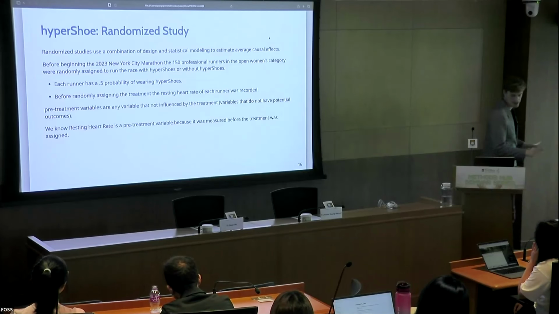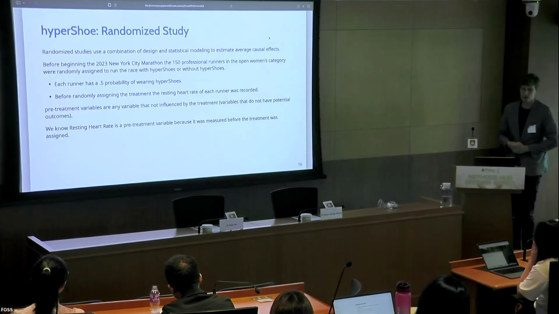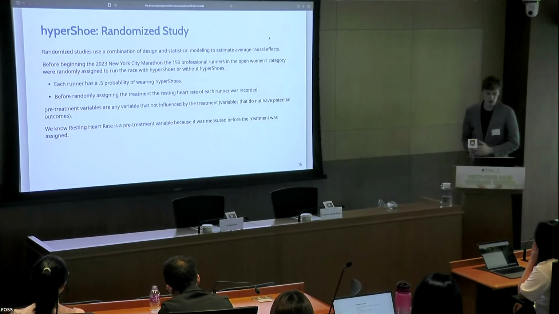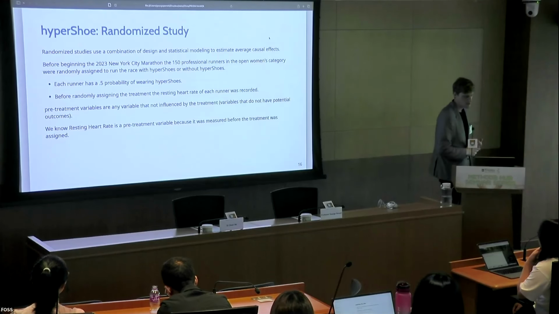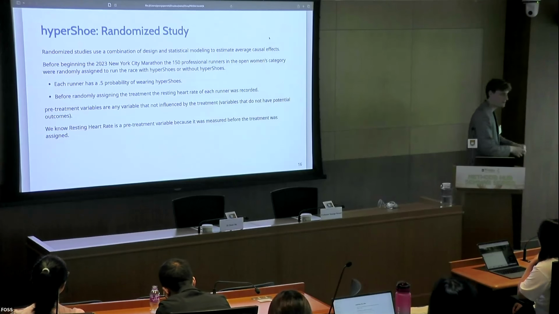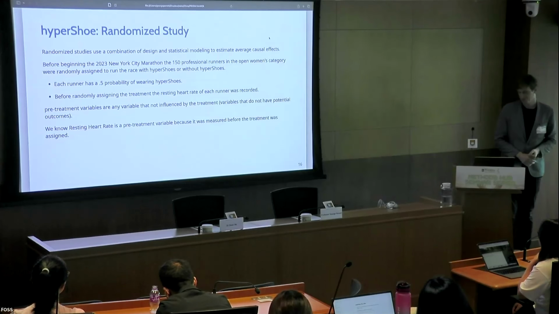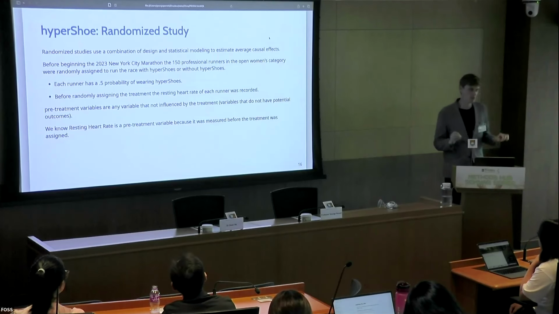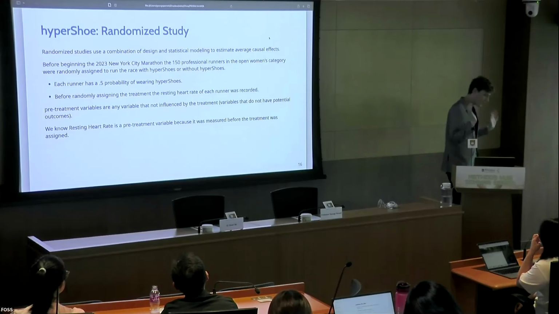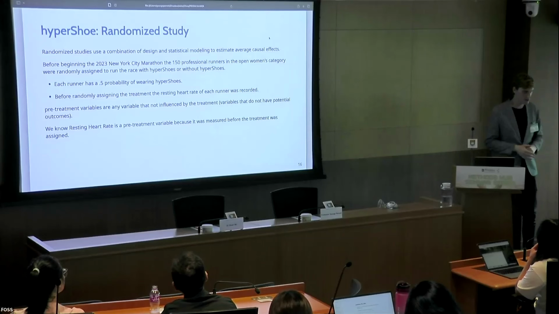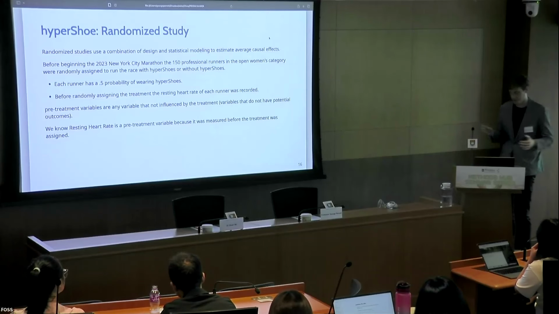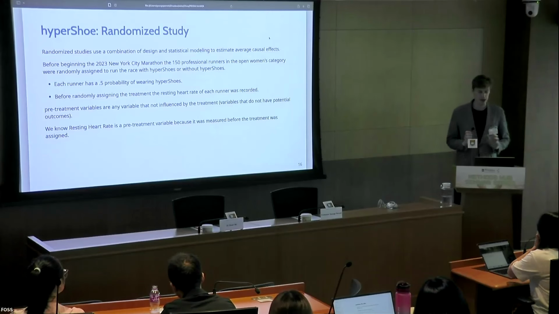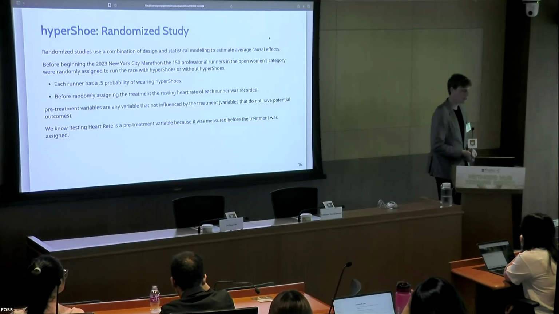In this case, I also want to point out that resting heart rate is called a pre-treatment variable. In this case, a pre-treatment variable is any variable that does not have potential outcomes itself. Essentially, any covariate that theoretically could not be influenced by the treatment. Why am I talking about this? Turns out if you include information from post-treatment variables into your analysis, some really bad stuff could happen. It can really skew the whole results.